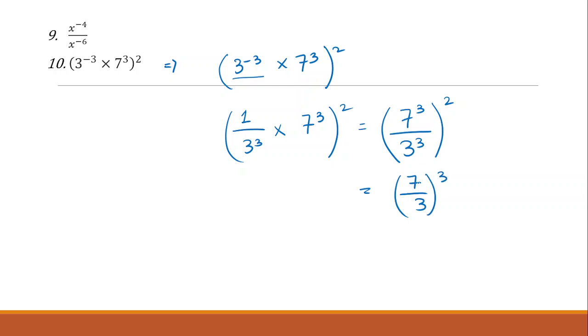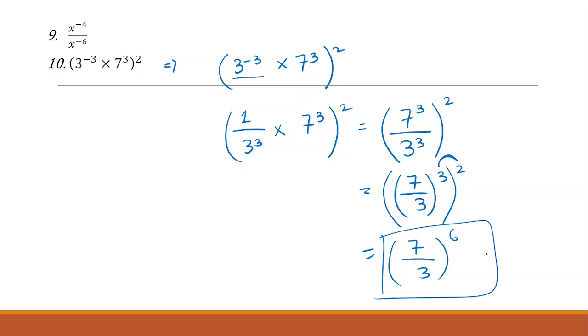Because both 7 and 3 have a power of 3, and there is a whole power square. When there are two powers, you can just multiply the powers. 3 multiplied by 2 is 6, so we can write 7 divided by 3 to the whole power 6. So this can be our answer.